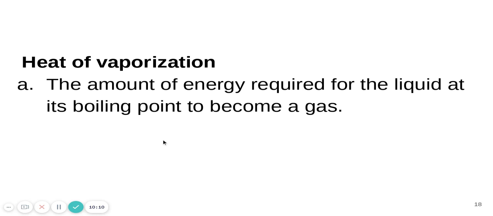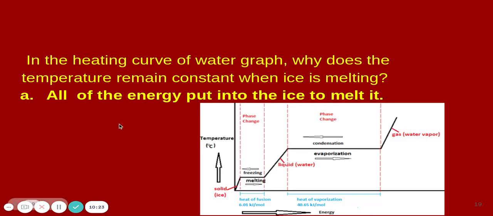Heat of vaporization is the amount of energy required for a liquid at its boiling point to become a gas. And that changes depending upon the type of material that is being vaporized. So if we look at a heating curve, you'll notice these flat areas where it rises up, flattens out, rises up, flattens out. Well, why is that?